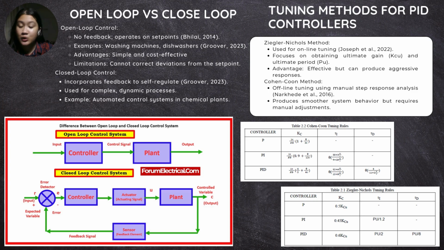Next is tuning methods for PID controllers. There are two types of tuning methods, which are the Ziegler-Nichols method and the Cohen-Coon method. Ziegler-Nichols is used for online tuning, meaning that it focuses on obtaining the ultimate gain, which is the Kcu, and the ultimate period. The advantage of Ziegler-Nichols is that it's effective, but it can produce aggressive responses. Hence, it takes a longer time to stabilize.